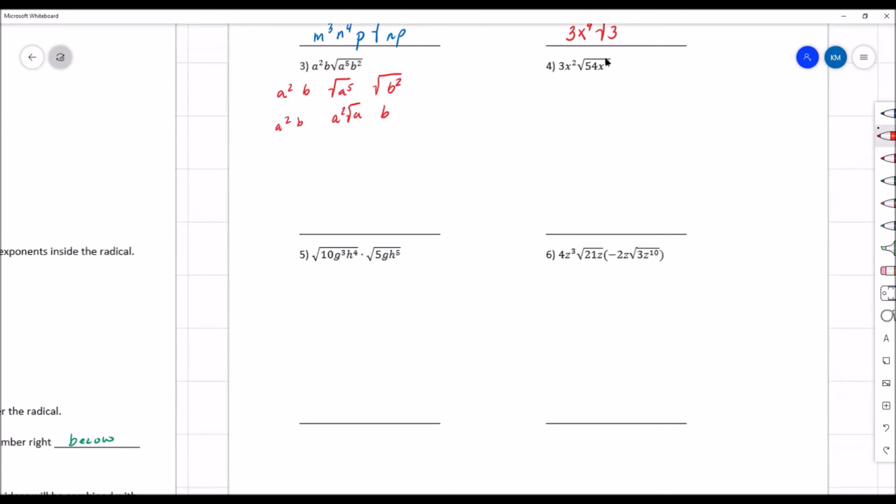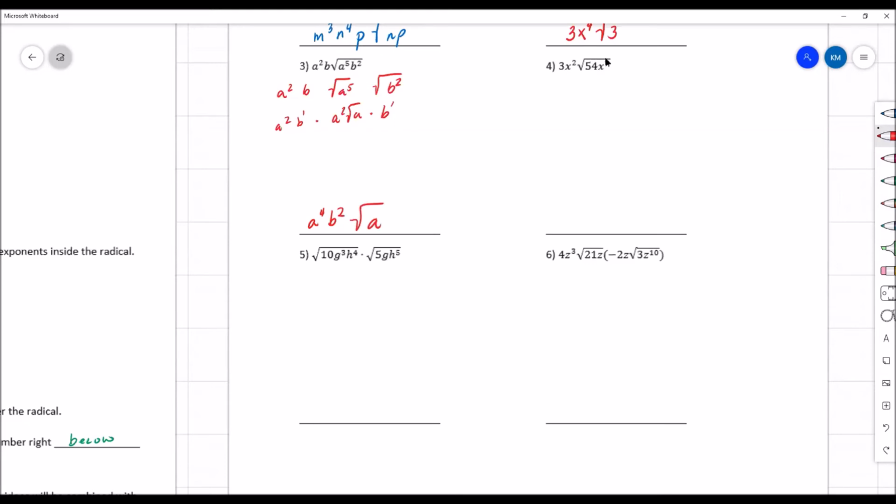So I do my multiplication rules, outside times outside. And this is kind of like our exponent chapter a little bit, because a squared times a squared gives us a to the 4th. B times b, right? That's b to the 1st times b to the 1st. It gives us b squared. And then we have radical a.